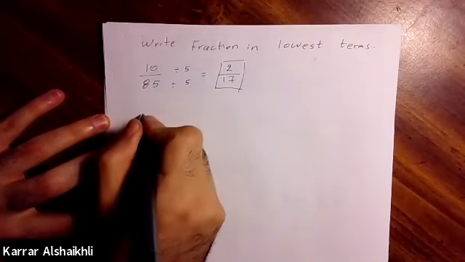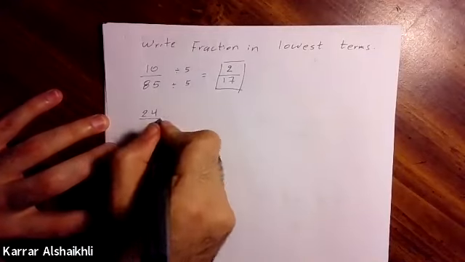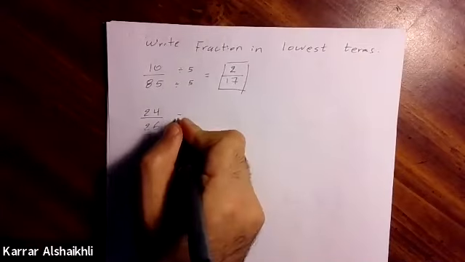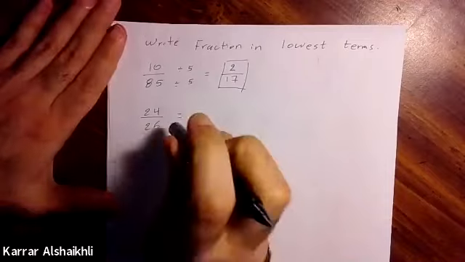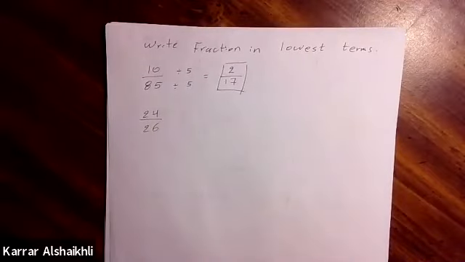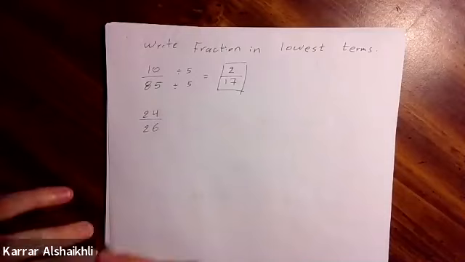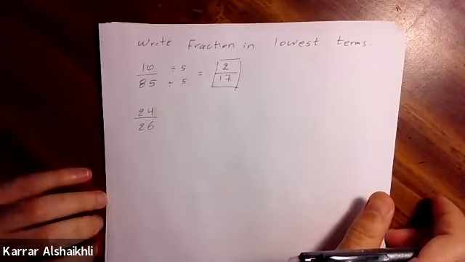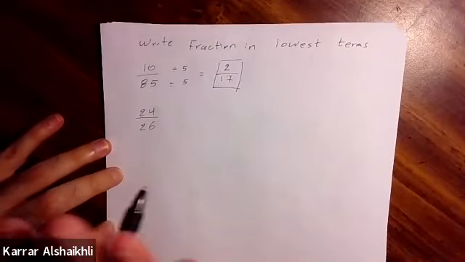Here is the second example. If you have 24 over 26. So now the same thing, we have to find a common between these two numbers. What's the common between these two numbers, 24 and 26? If you can't find a common number, start from the smallest number. 2. So let's start from 2, then we're going to check the 3. Always start from the smallest number.